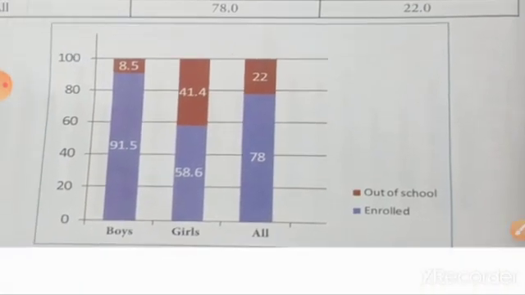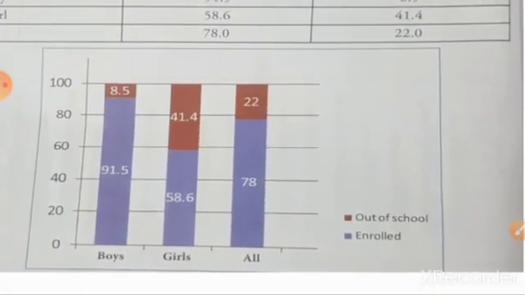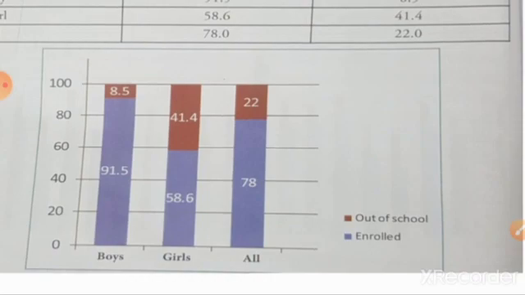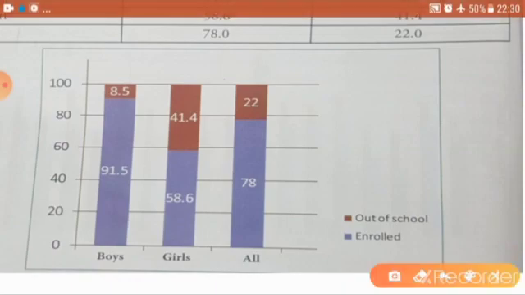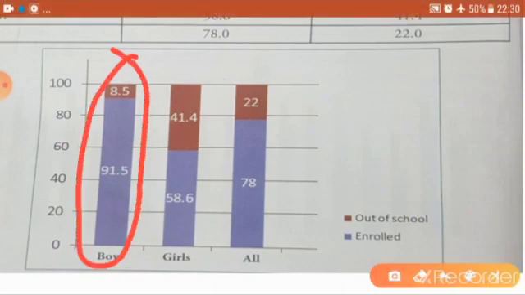If you see this bar diagram, the component diagram, you can see the information, that is the diagrammatic presentation, that boys show here. See here, the number of persons who have enrolled is 91.5. In this, out of school is 8.5. So these two pieces of information are given in a single bar.